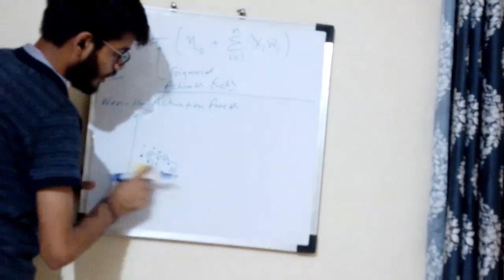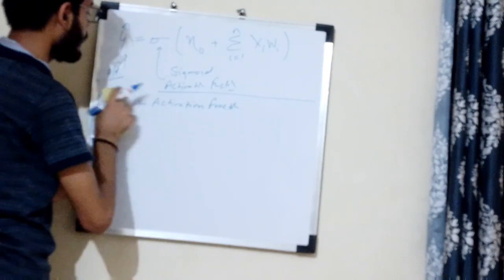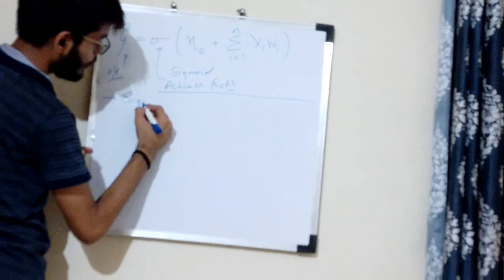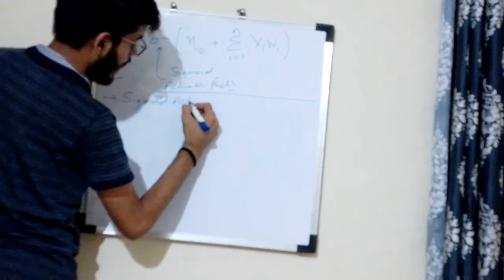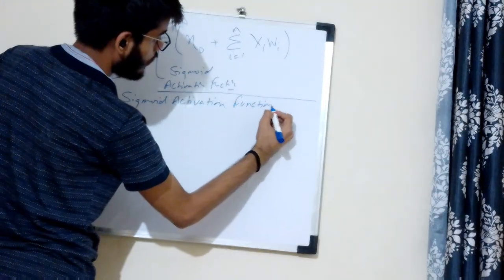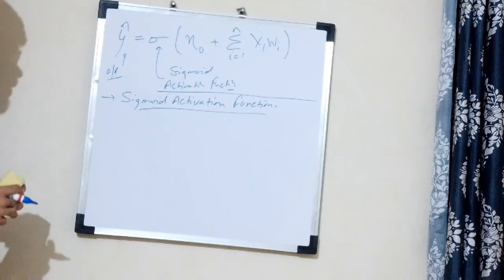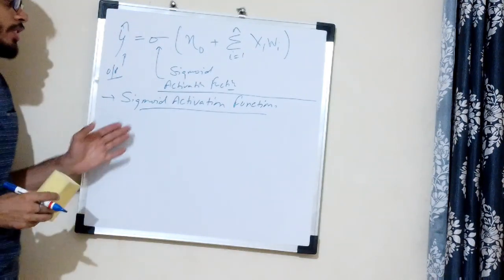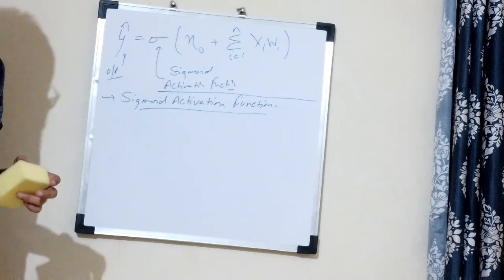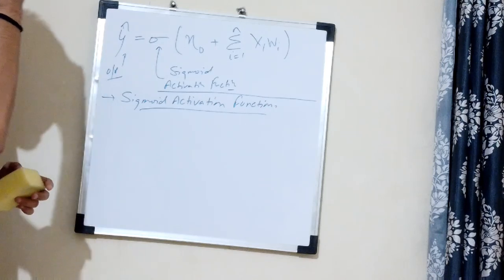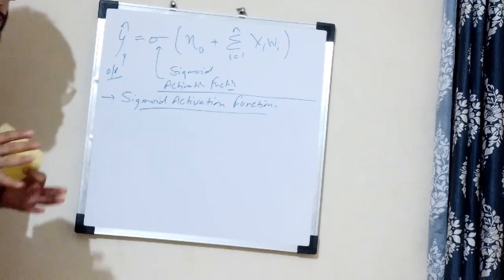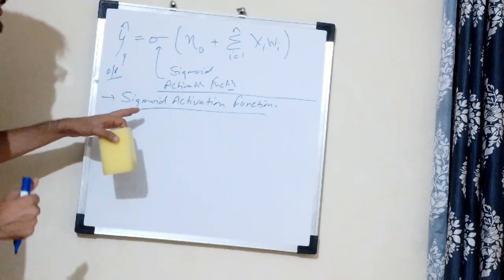So let's talk about some types of activation functions. We have the sigmoid. Today we will only be talking about the sigmoid activation function; I am giving you just an overview. I will be creating videos on all topics. Sigmoid is a type of activation function usually used for classification, when we want to classify something like dog or cat.